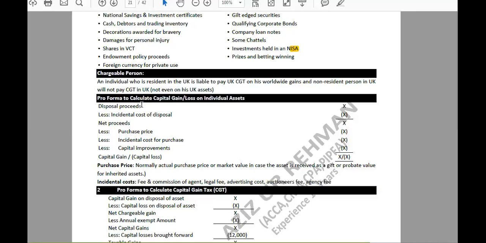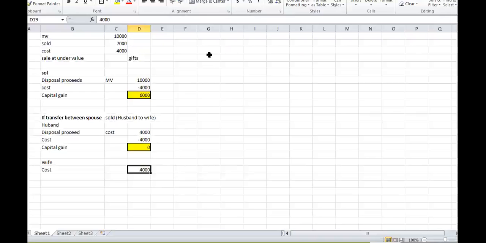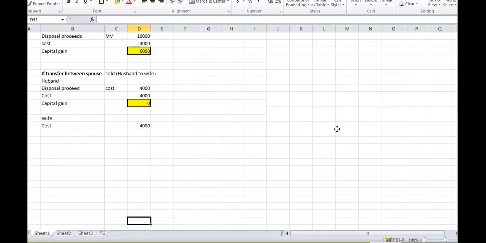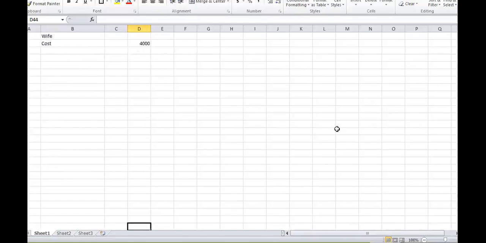Moving forward, how to calculate gain or loss? So let's, for example, look at the calculation of capital gain or loss.